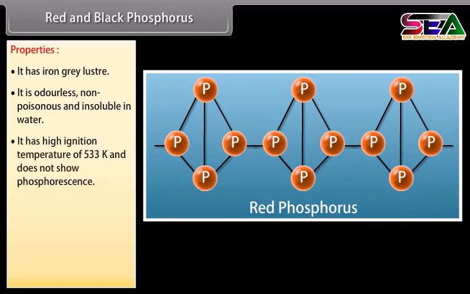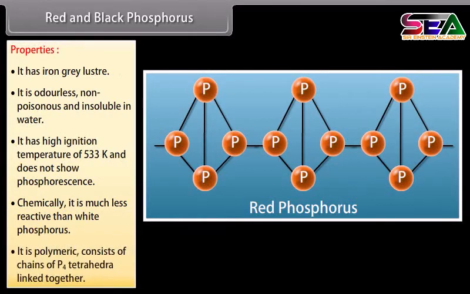It has a high ignition temperature of 533 Kelvin and does not show phosphorescence. Chemically, it is much less reactive than white phosphorus. It is polymeric, and consists of chains of P4 tetrahedra linked together.